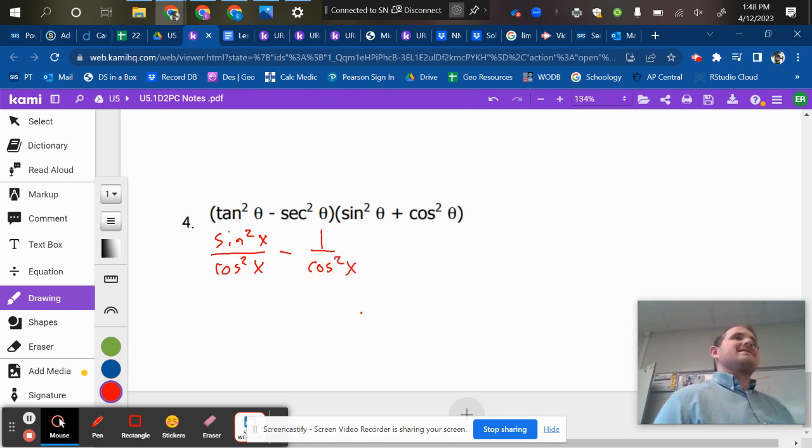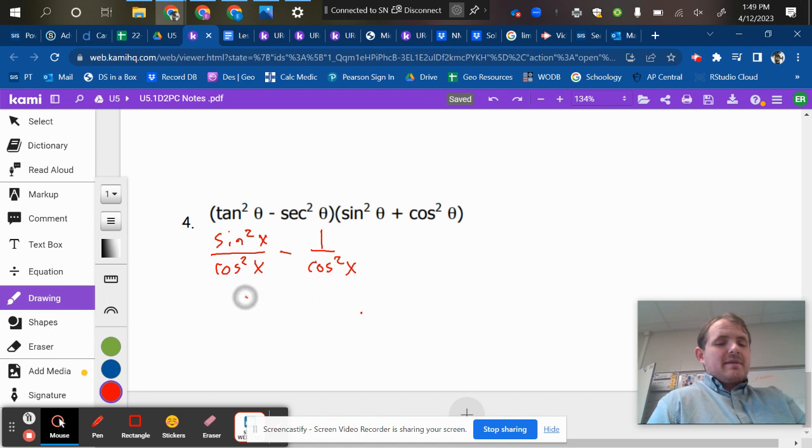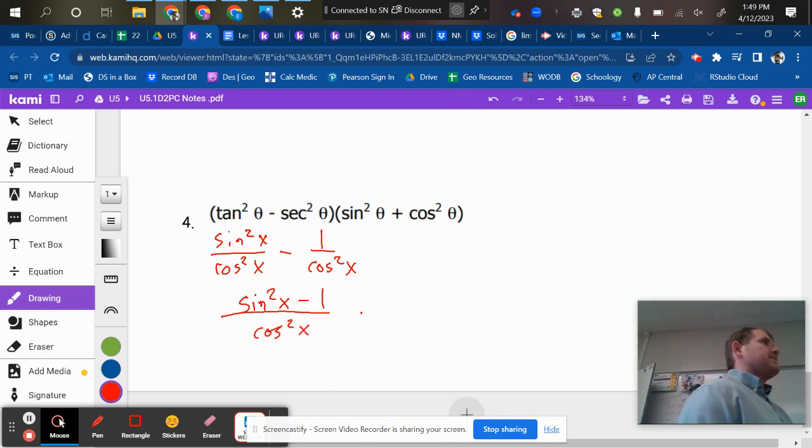Again, the directions are just simplify as much as you can. And again, you have options. You have 4 multiple choice options on your pear deck. Can you subtract those right now? Can you combine those fractions? You can. Same denominator, so we can combine them. That becomes sine squared minus 1, all over cosine squared.